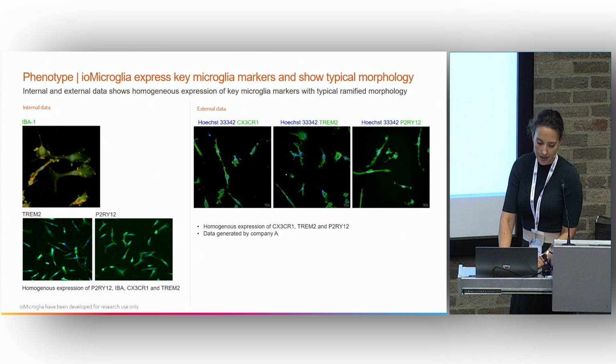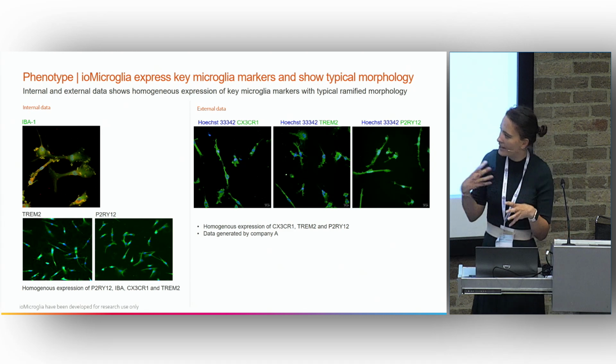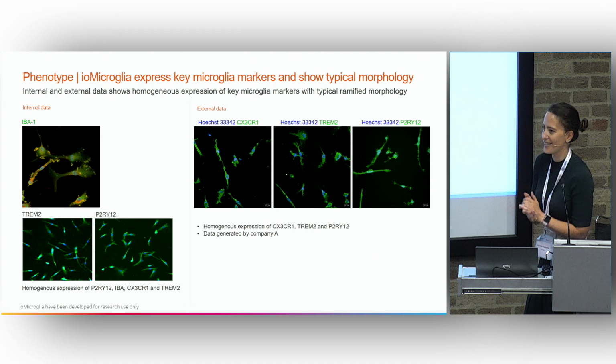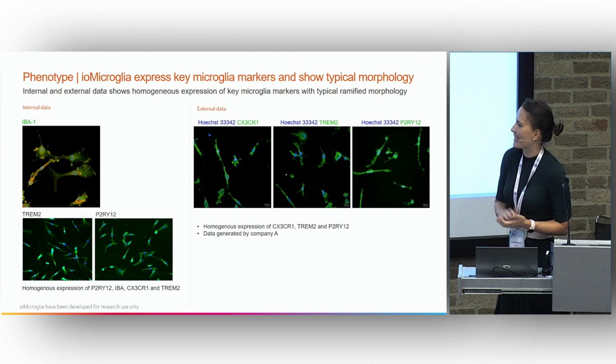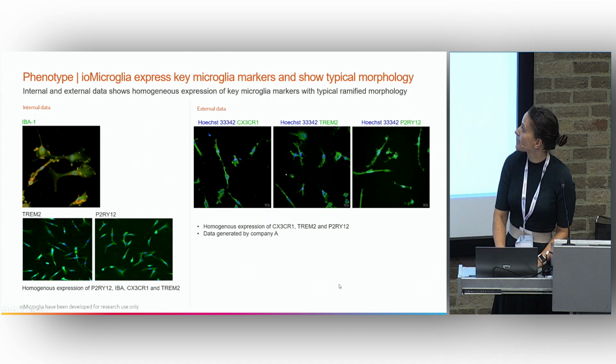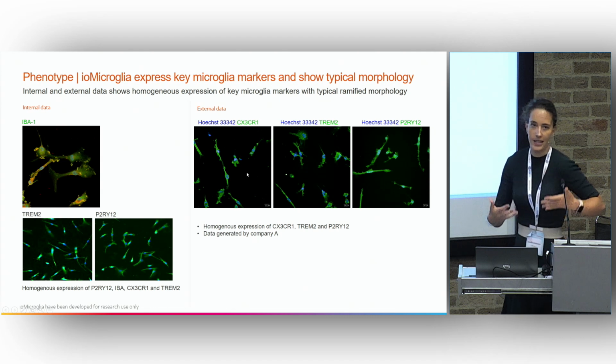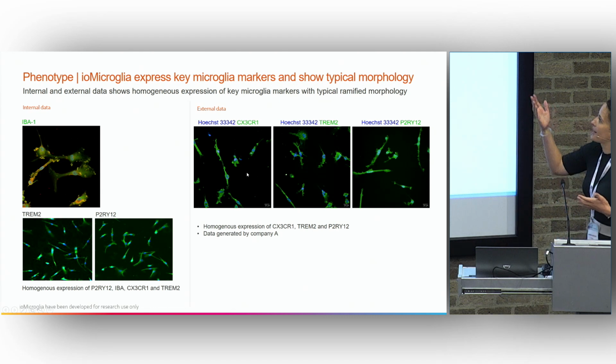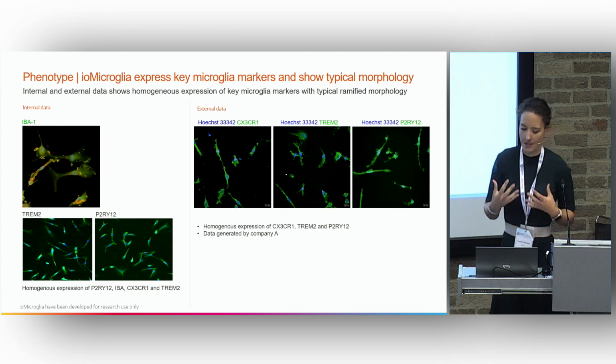Here is just some internal data where we've looked at IBA1 on the confocal microscope, which I quite like this image, and also TREM2 and P2RY12. You can see you've got the slightly ramified morphology, but not as nice as Jenny's ramified morphology that you showed earlier. But homogeneous expression, again, of those markers that we're after. And with one of our customers, here's some external data just showing the reproducibility, not just in our hands, of CX3CR1, TREM2, and P2RY12 expression, and that nice morphology as well.